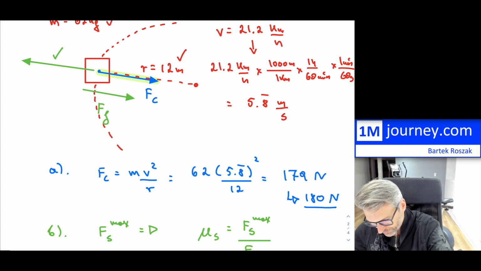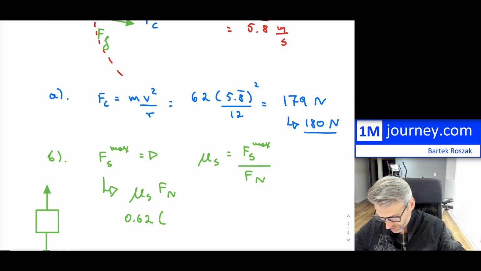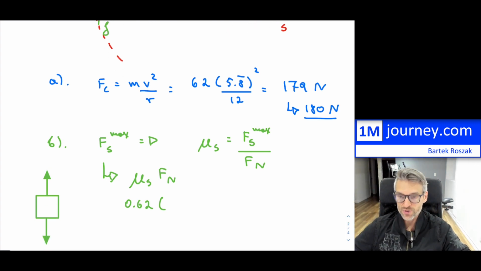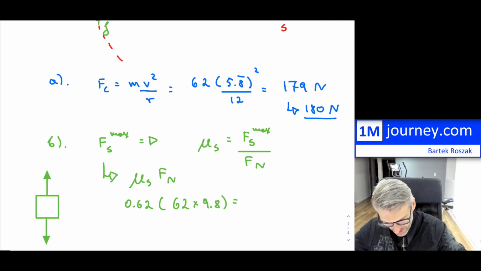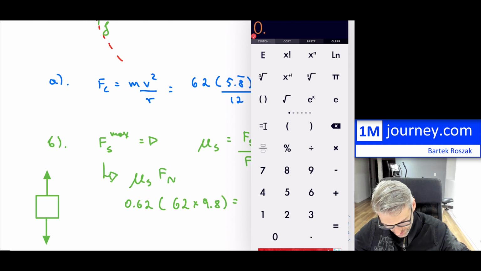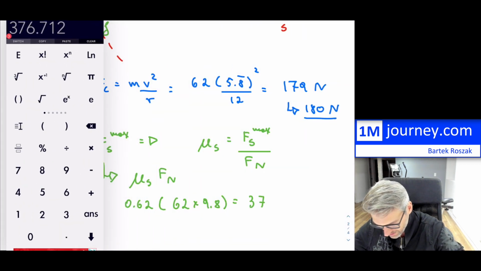So as this cyclist goes, you have your force of gravity down and your force of normal up, and these are going to be equal to each other, so long as there aren't any angles or anything like that. So the mass was 62 times 9.8. Let's see what this is. 0.62 times 62 times 9.8. Okay, so that is about 376.7. To two significant figures, it's about 380 newtons.